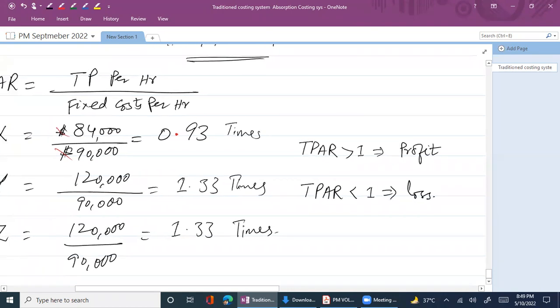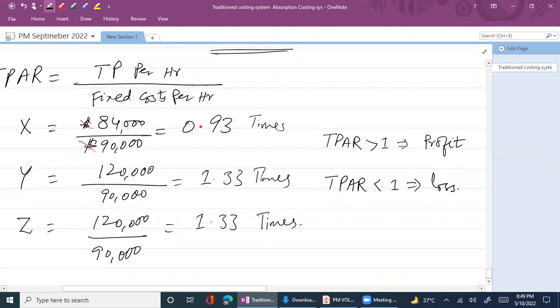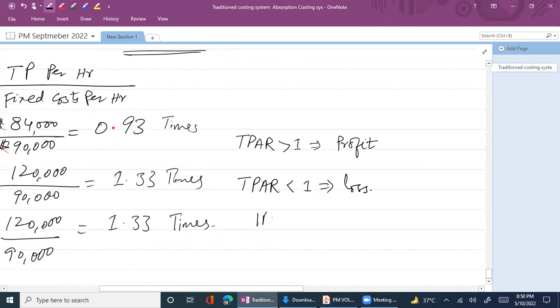Why loss? Because we are getting the lesser benefit as compared to cost. That's why we are having a less than 1 answer. And if we are having throughput accounting ratio exactly equal to 1, so we are at almost a break-even point, because break-even is a point where we are having no profit, no loss.